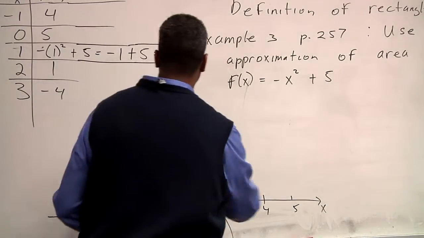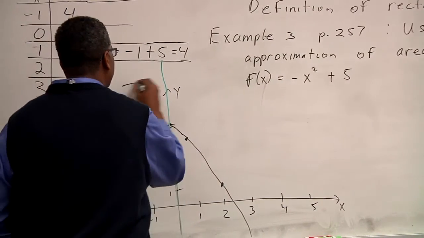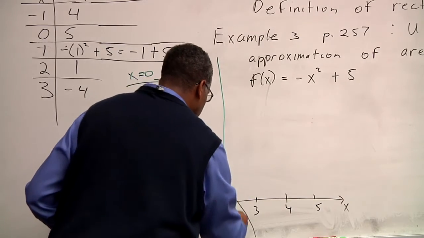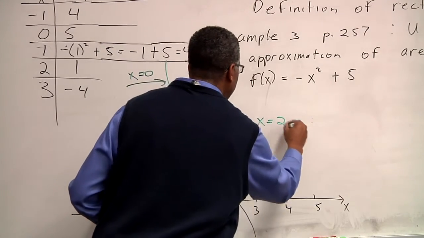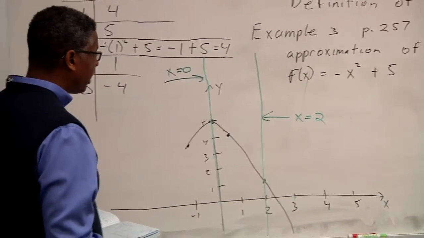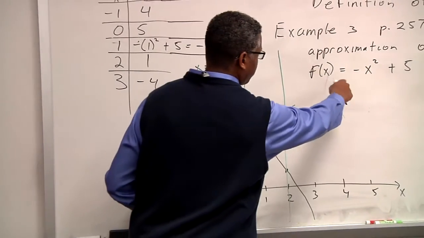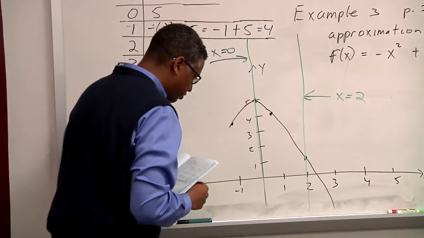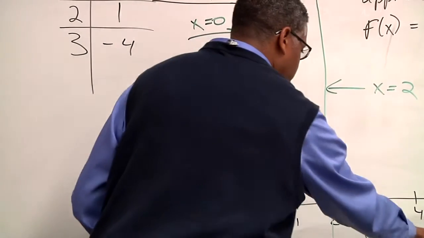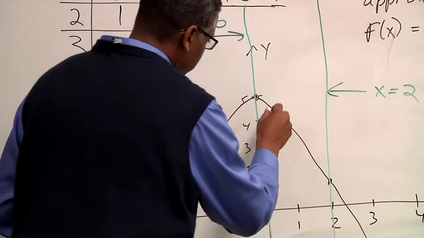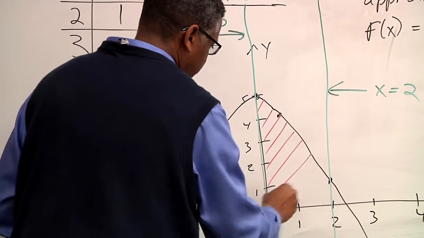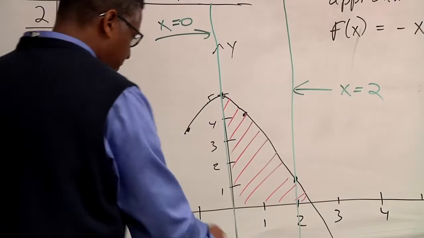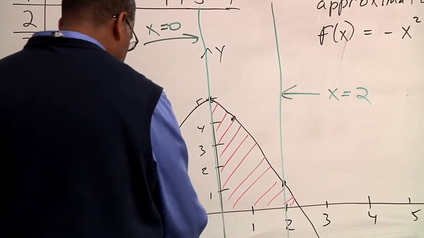between what? X equals 0. This is x equals 0, vertical line. X equals 2 is this vertical line. It's under the curve, f of x equals -x squared plus 5. That's the curve, so the area of interest, I'll use a different color just to avoid any confusion. So the area of interest is what I have here shaded in red. That's the area of interest. So we need 5 rectangles.